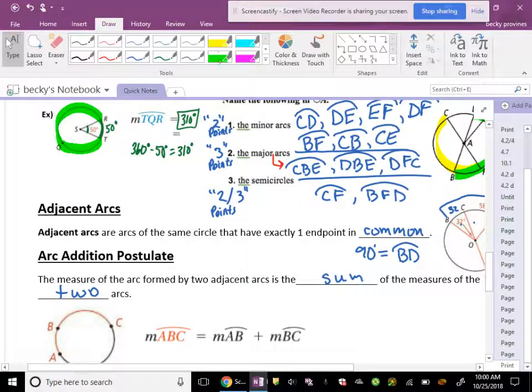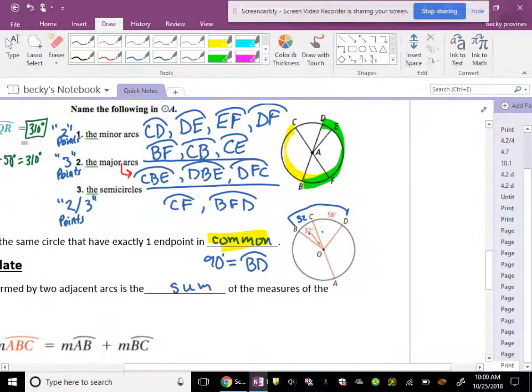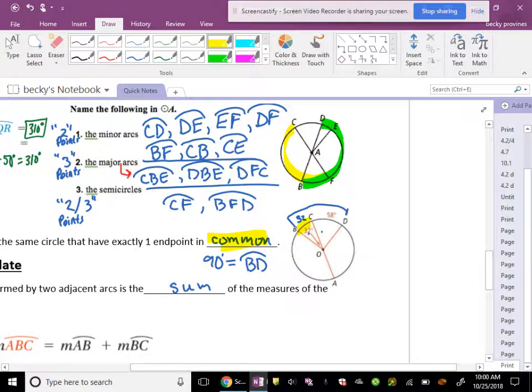Now, adjacent arcs just mean arcs that are right next to each other. Adjacent arcs are arcs in the same circle that have only one endpoint in common. So if you look at these two, the 32-degree angle and the 58-degree angle both share the side right here. Since they share their side, to get your answer you would just add those two numbers together. So 32 and 58 is 90. So together, they're a 90-degree angle.